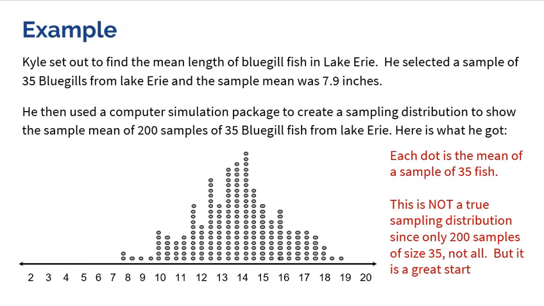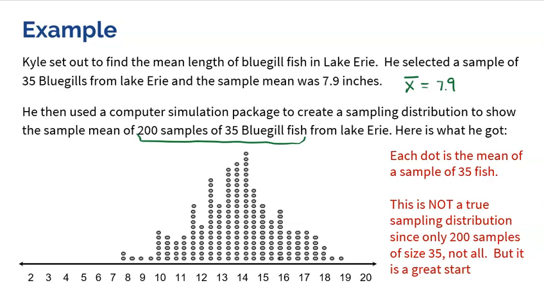All right, so here's another example. Kyle sets out to find the mean length of bluegill fish in Lake Erie. So he selected a sample of 35 bluegills from Lake Erie, and his sample mean was 7.9 inches. So he got one sample, and his mean was 7.9. Okay, he then used a computer simulation package to create a sampling distribution to show the sample mean of 200 samples of 35 bluegill fish. So every dot represents a sample of 35 bluegill fish. Now, he did this 200 times.